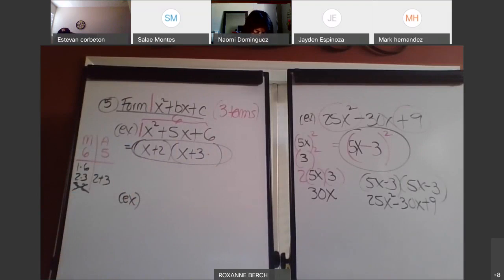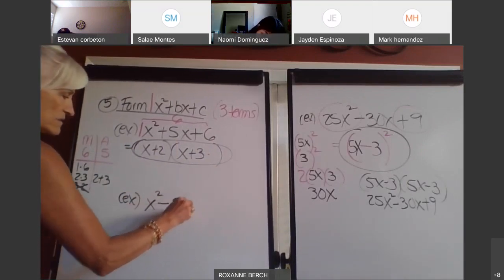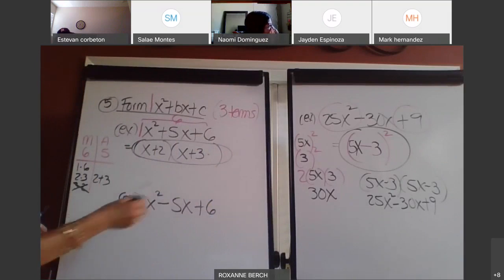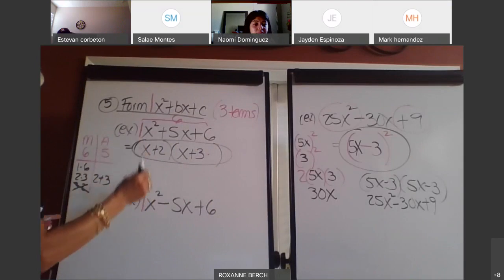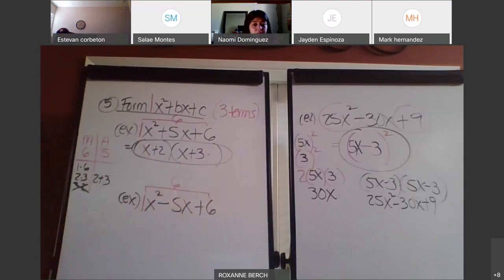Let's do another one. Let's do one with a negative 5x. So once again, you try to do a GCF. It's not grouping. It's not the difference of squares. It looks like factor method 5. So 1 times 6 is 6. So you want to multiply to get a 6 and add to get the middle term, which in this case is a negative 5.